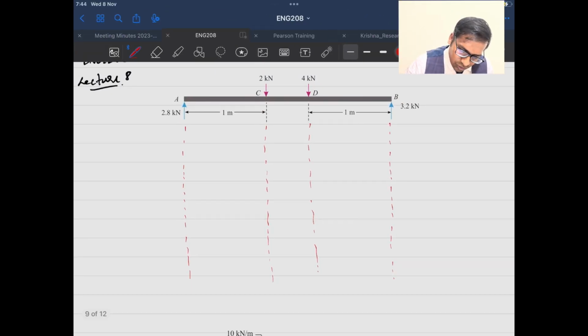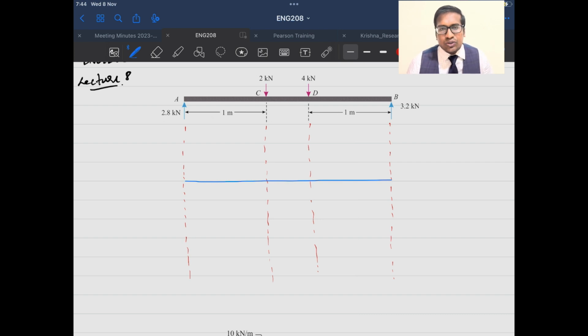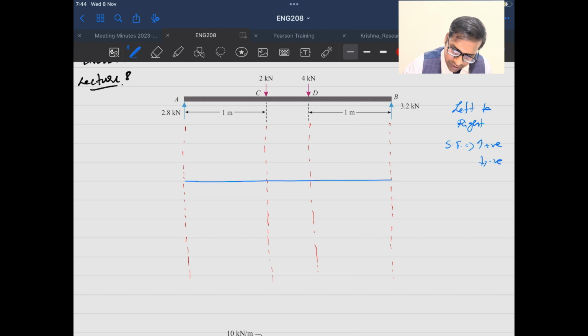Now, for a shear force diagram, let me draw a baseline. Let me use a different color, maybe a blue one. I will draw a baseline. Okay, and I am going to follow the left side to right hand side rule. So upward shear force will be positive, downward will be negative. So I am following left to right. So when it comes to shear force, upward will be positive, downward will be negative.